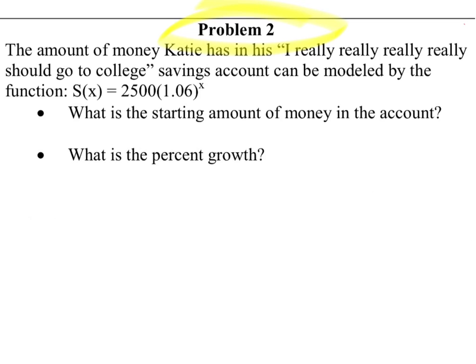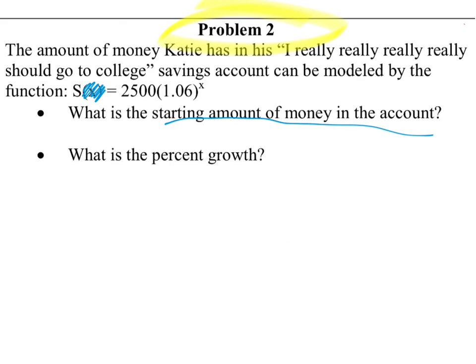Let's start by looking at problem 2. It says the amount of money Kate has in her college savings account can be modeled by the function s of x equals 2500 times 1.06 to the x power. I think on yours it just says s or y or something. Anyway, it asks you a couple questions about it. It gives you the function, it gives you the equation, and you answer some questions.